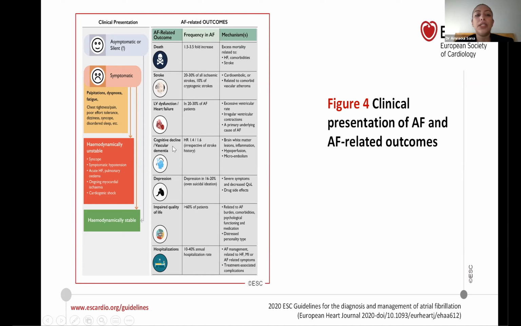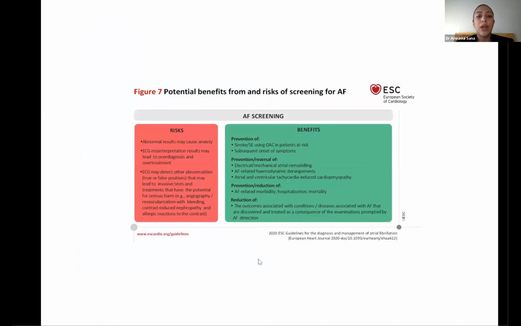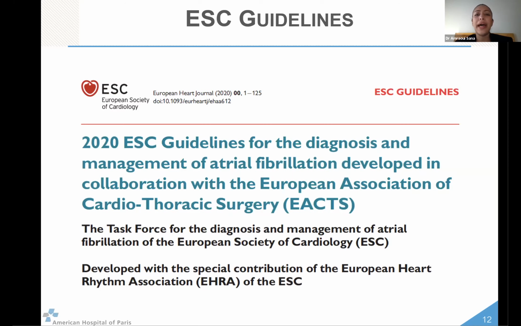Also, we can have cognitive decline, depression, so psychiatric complications and impaired quality of life, with the risk, of course, of hospitalization due to heart failure mostly. So why do we have to diagnose first and treat AF? In order to introduce the treatment, in order to avoid a stroke, heart failure, and the increased risk of morbidity and mortality.